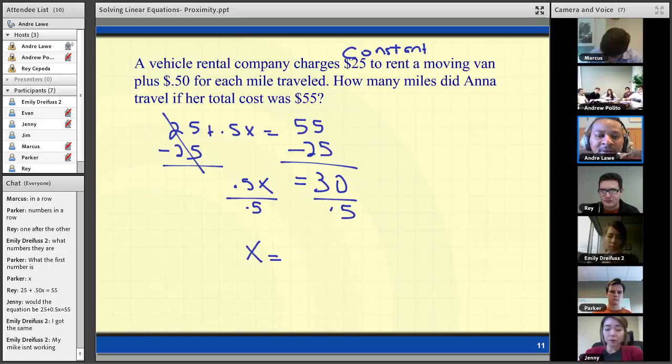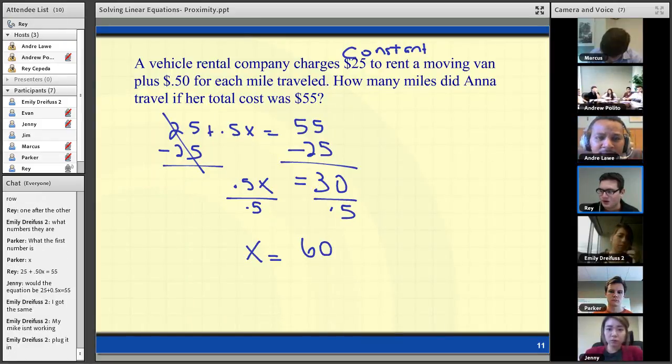And then 30 divided by 0.5 is 60. How can we check to see if our solution is accurate? What can we do here to check to make sure that she did in fact travel 60 miles and we didn't make a mistake somewhere? Immediately, I plugged the 60 into my original equation, and it came out to 55. So I'm confident Anna traveled 60 miles. Okay, awesome.